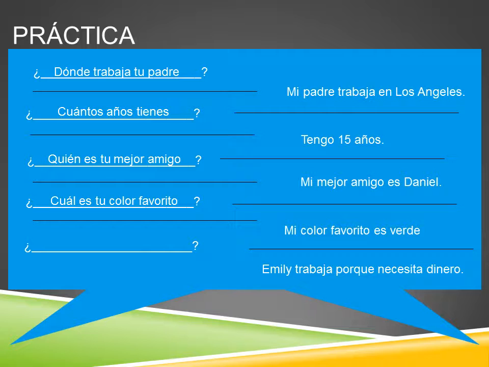Why does she work? So how do you say that? ¿Por qué trabaja Emily? Why works Emily? Why does Emily work? Why? ¿Por qué? Then we got the verb trabaja, and then the subject is Emily. So that's the general way of saying questions like this. Question word, verb, subject.